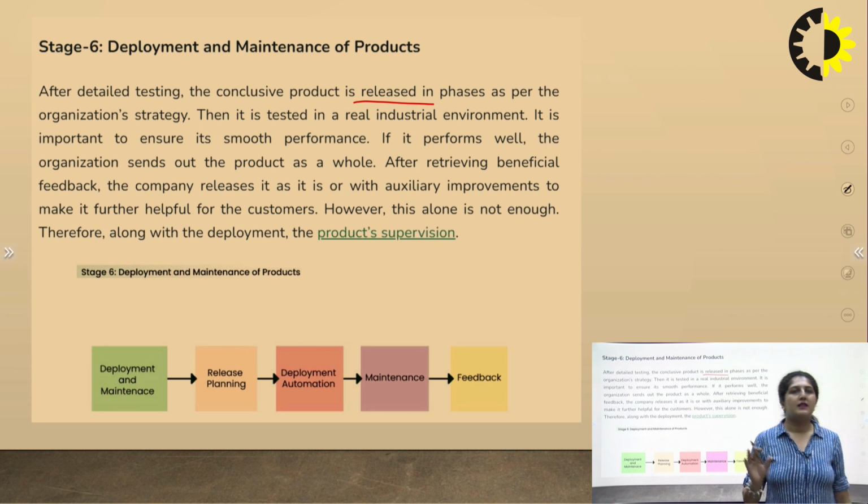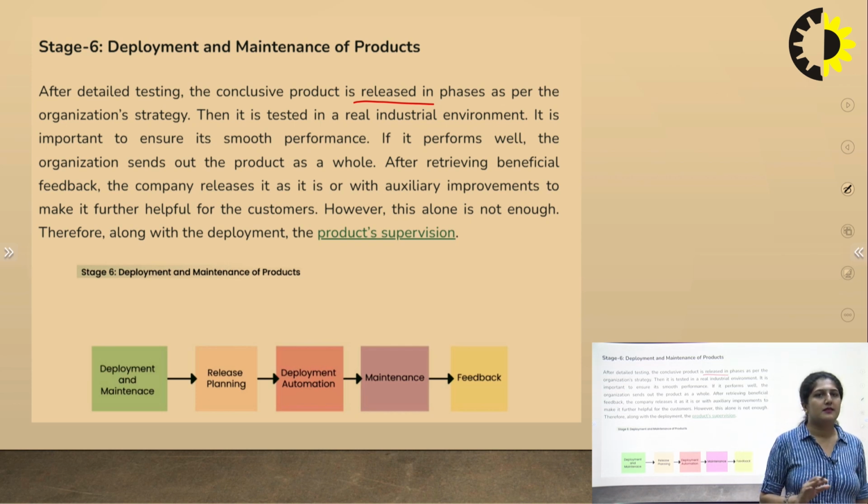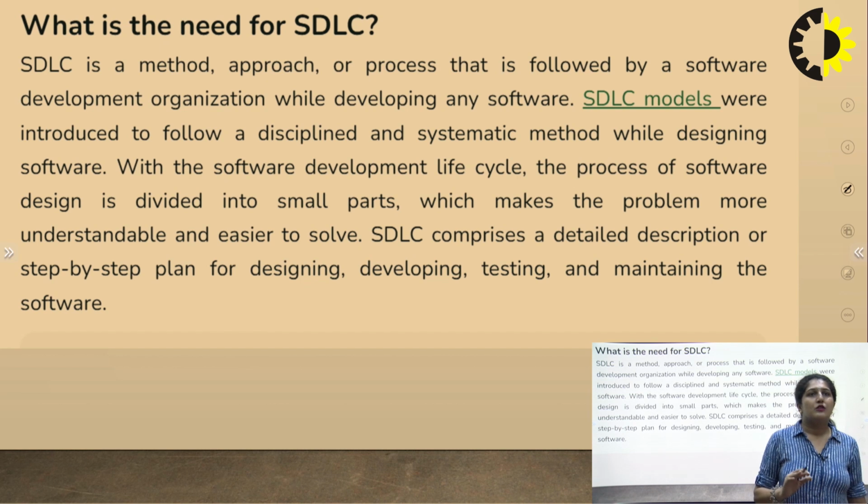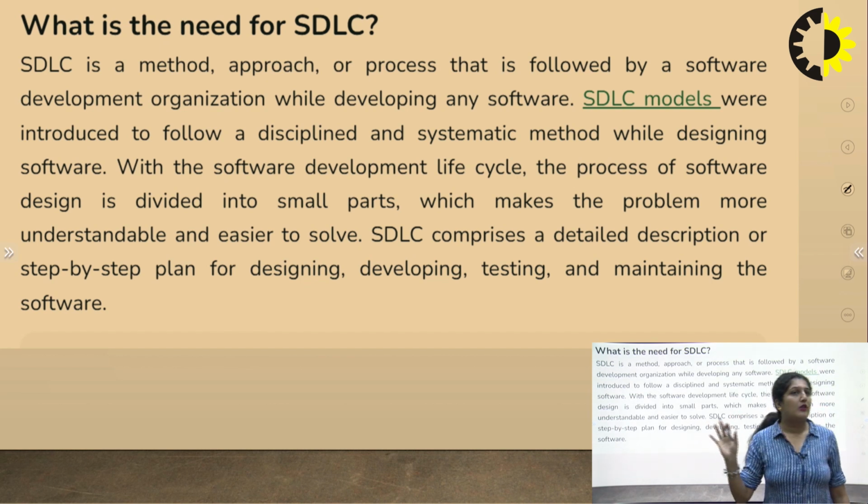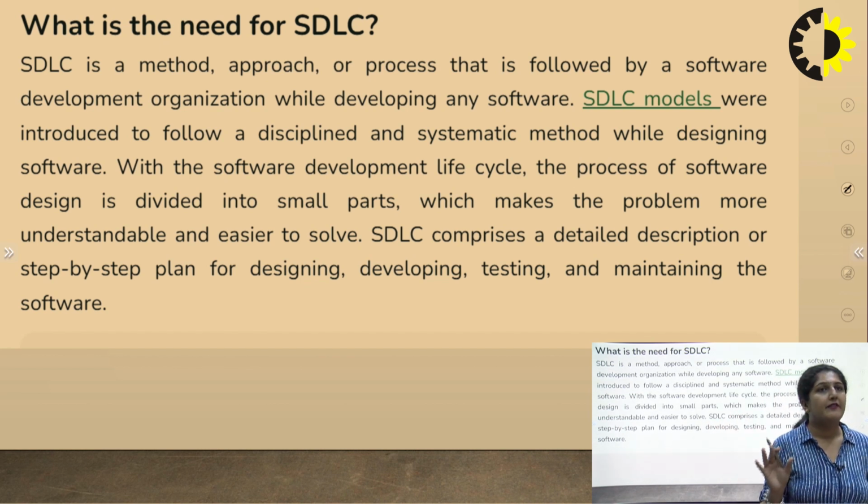So these are all the 6 phases of the SDLC, the software development lifecycle model. Let us now understand the first model introduced under the SDLC, that is the waterfall model. But before that, we should understand the need for using the SDLC.